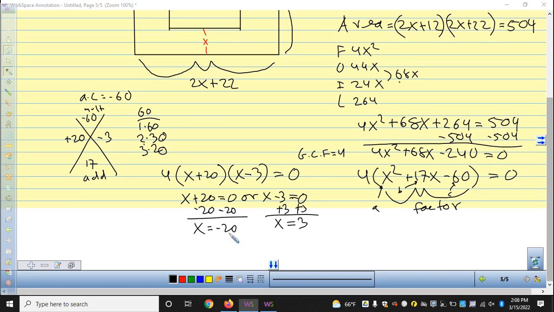Can we have a negative 20 for a width here? No. So I'm going to throw that one out. That one doesn't give us an answer that makes sense in terms of our problem. We can't have a width of something be negative 20, so we say x equals 3 is our solution. The width of that bit around the center rectangle is 3 feet.